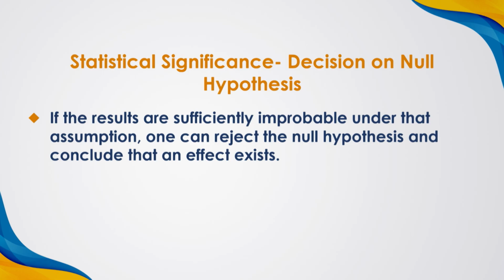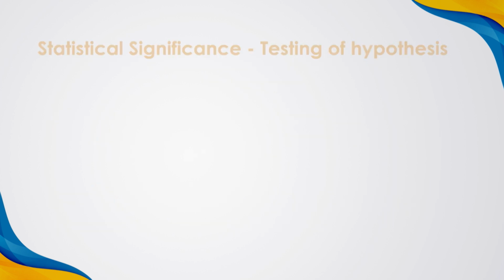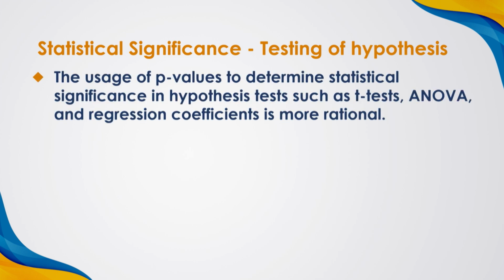If the results are sufficiently improbable under the null hypothesis assumption, one can reject the null hypothesis and conclude that an effect exists. If the strength of the evidence in the sample has passed the defined threshold of the significance level alpha, then the results are statistically significant. Now, the relevance of statistical significance for hypothesis testing is as follows.